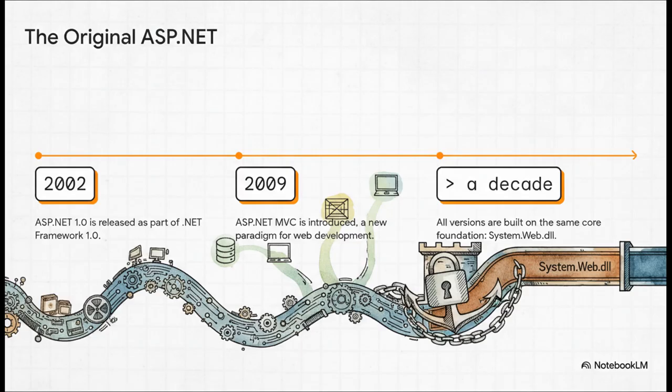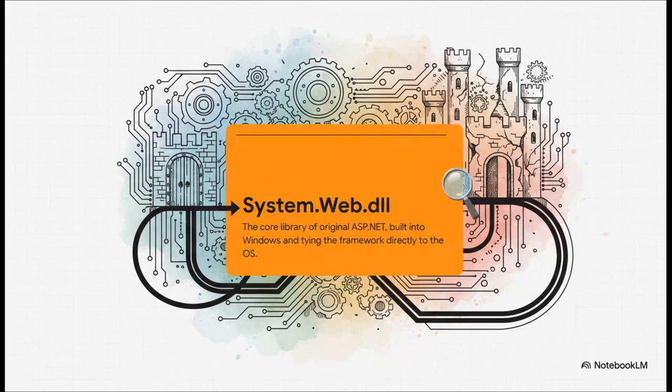But here's the kicker, the key to this whole story. For more than 13 years, every single version was built on the exact same aging foundation. And that foundation was this one single massive file, system.web.dll. You have to understand, this wasn't just some library you added to your project. Nope, it was baked into the Windows operating system itself. That connection was its biggest strength and, eventually, its greatest weakness.